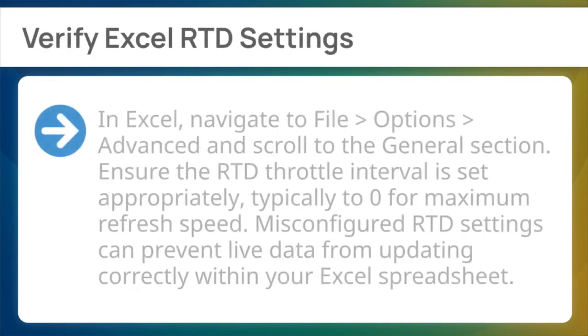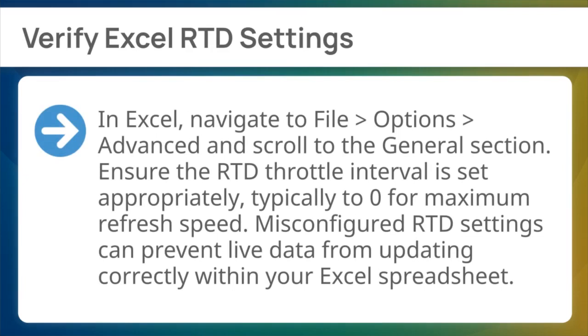Next, verify Excel RTD settings. In Excel, navigate to File, Options, Advanced and scroll to the General section. Ensure the RTD throttle interval is set appropriately, typically to 0 for maximum refresh speed. Misconfigured RTD settings can prevent live data from updating correctly within your Excel spreadsheet.